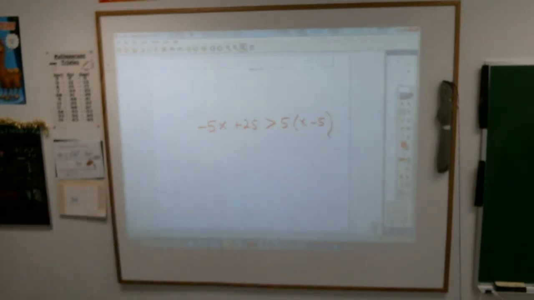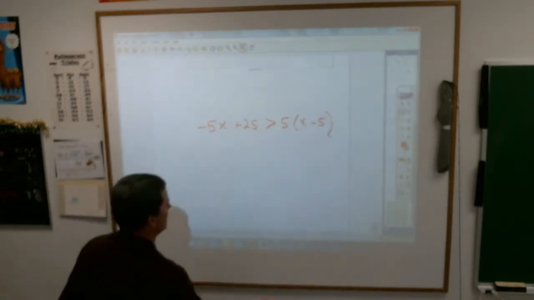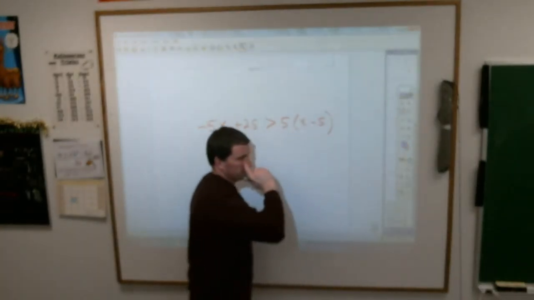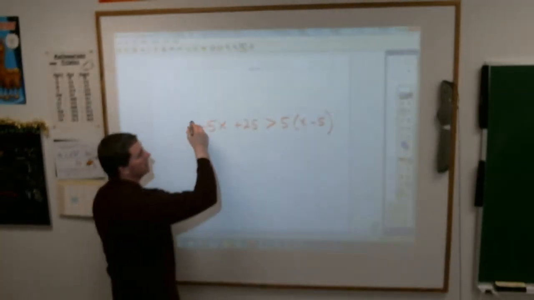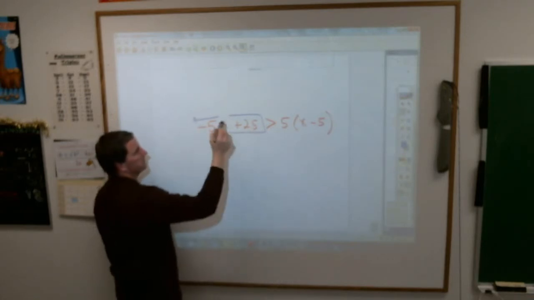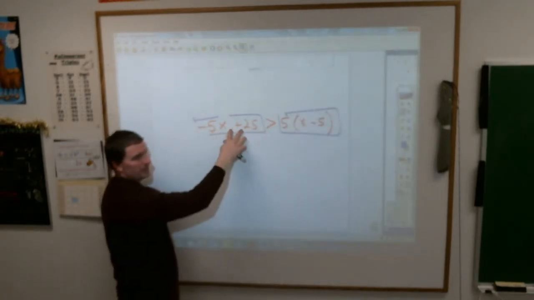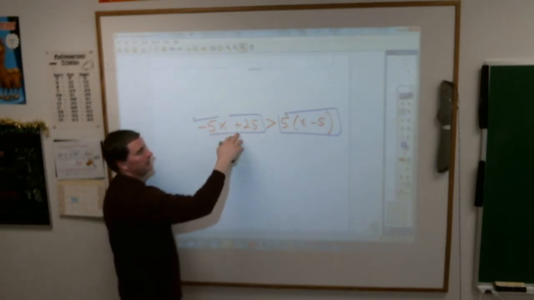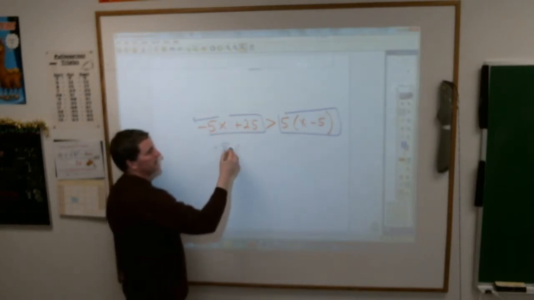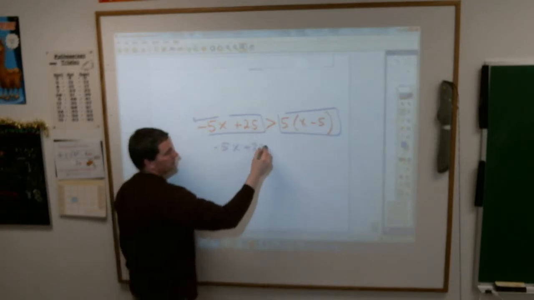It's a tough one, but well within your ability to do it. First thing I should do, just like with complex equations, is simplify both sides. Not sure what's going on with this thing. Can I put anything together on this side? Negative 5x plus 25? No, it stays negative 5x plus 25.